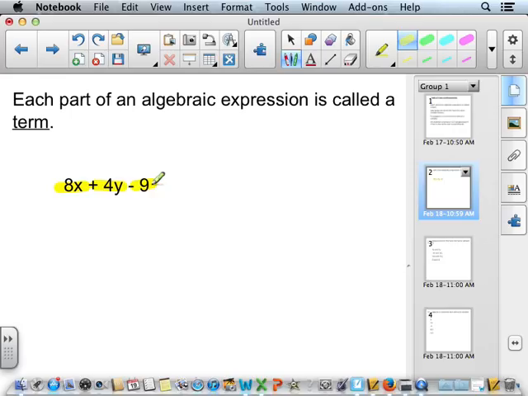When looking at each individual term, I have to look at whatever sign is in front of that term. Because I have a plus in front of 4y, I'm considering it a positive 4y. Because I have a minus in front of the 9, I'm considering it to be a negative 9.